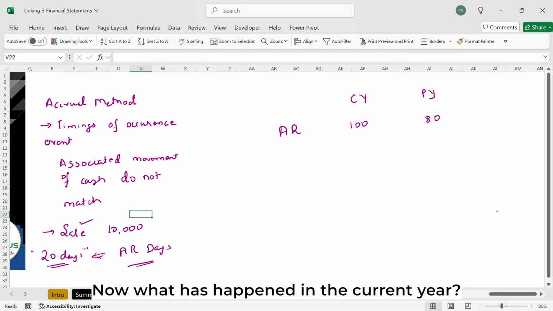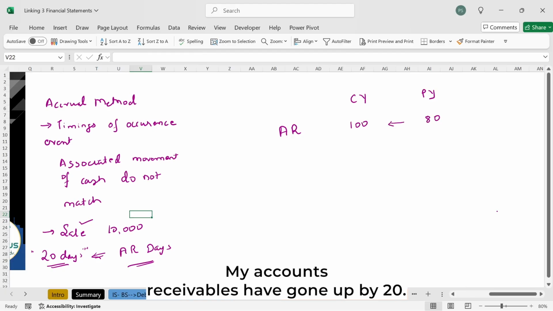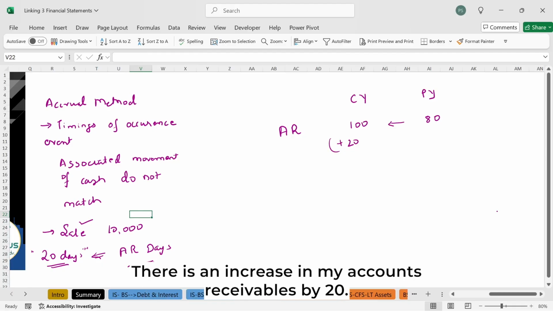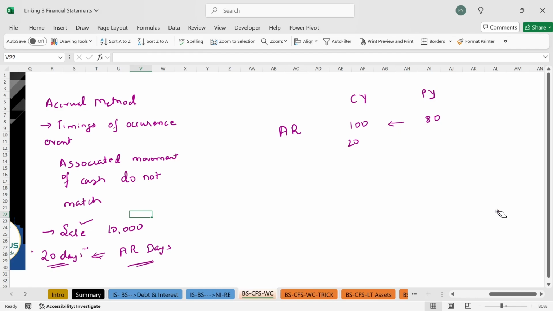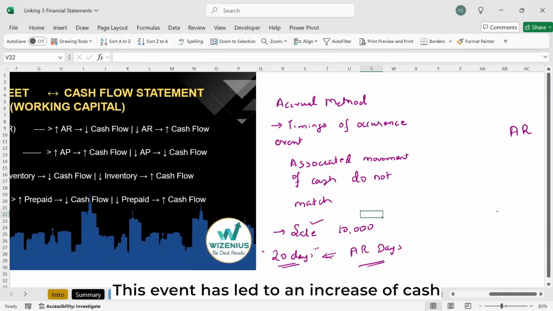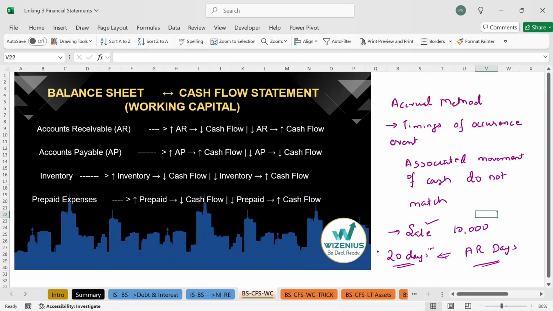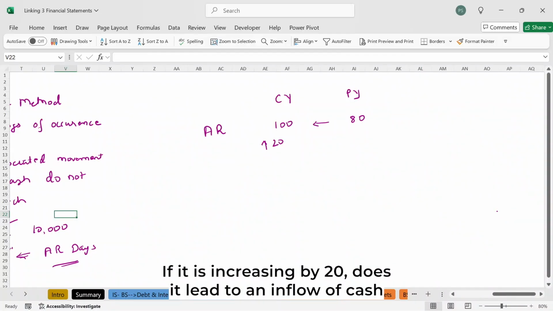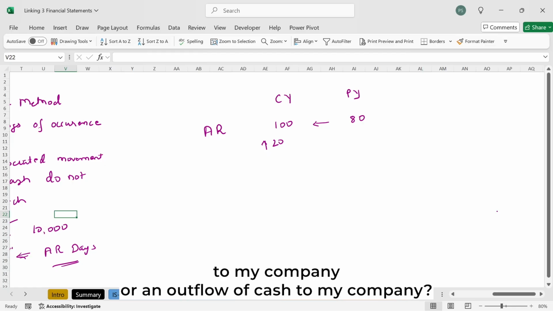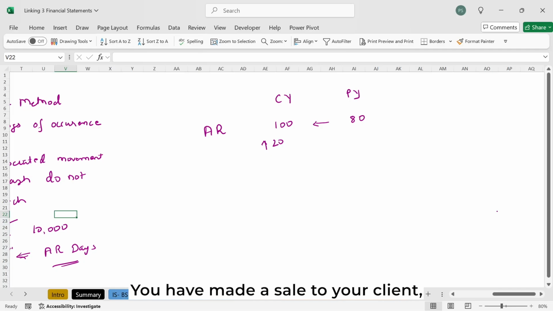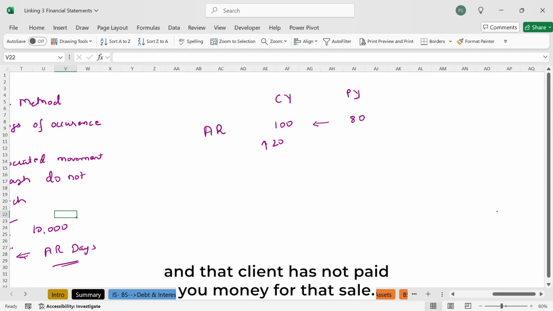Now, what has happened in the current year? My accounts receivables have gone up by 20. Yes or no? There is an increase in my accounts receivables by 20. Now, think on these lines whether this event has led to an increase of cash or a decrease of cash. Accounts receivables, if it is increasing by 20, does it lead to an inflow of cash to my company or an outflow of cash from my company? In a way, what does this actually represent on the ground? You have made a sale to your client, and that client has not paid you money for that sale.